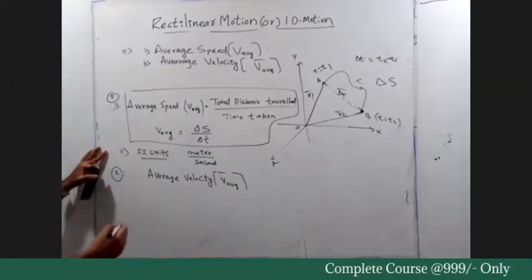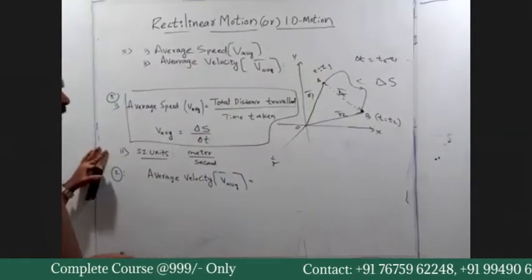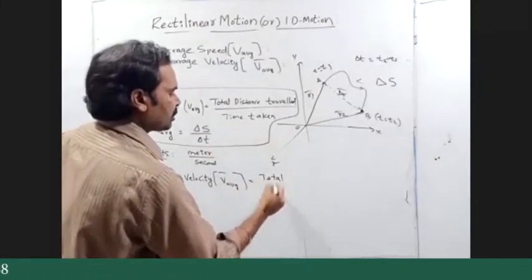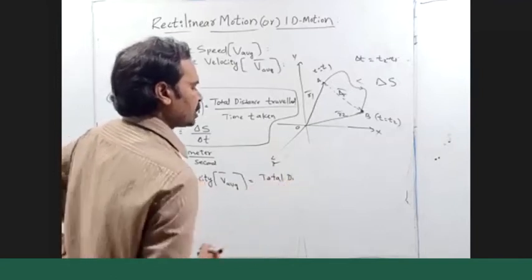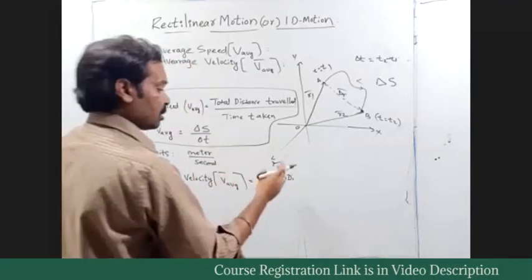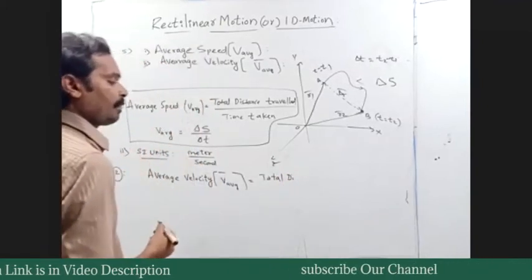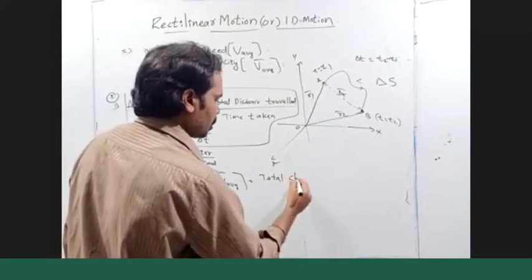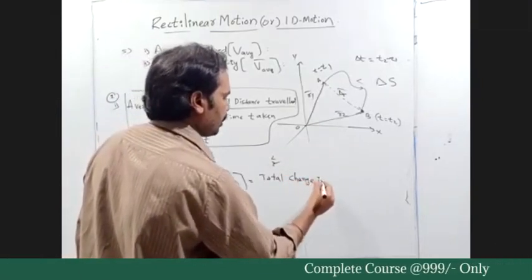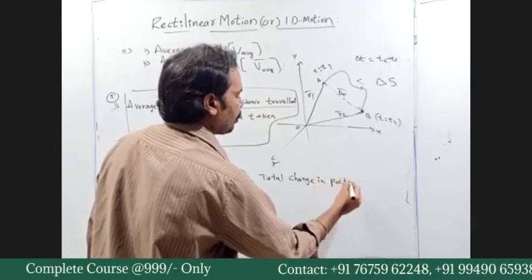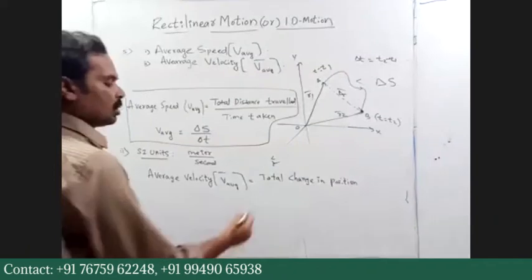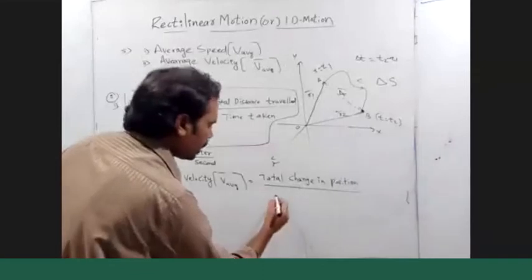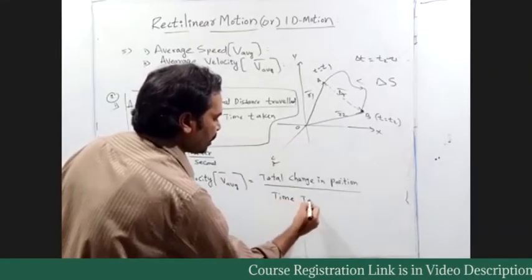This average velocity is a vector quantity, and it is related to the displacement. So it is the total displacement traveled by the time taken, or the total change in position of the moving particle between the two points by the time taken.